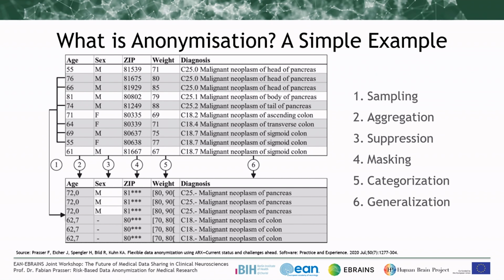On this slide you can see a simple example of a technical anonymization process. The input dataset is shown at the top and the output dataset is shown at the bottom. As you can see, there is a range of operations that can be used to anonymize data. In this example, we have taken a random sample of the input dataset, we have aggregated the values of the attribute age, we have suppressed some values of the attribute sex, we have applied a masking operation to the zip code, we have categorized the values of the attribute weight into intervals, and we have generalized the diagnoses using the hierarchical structure of the ICD terminology.